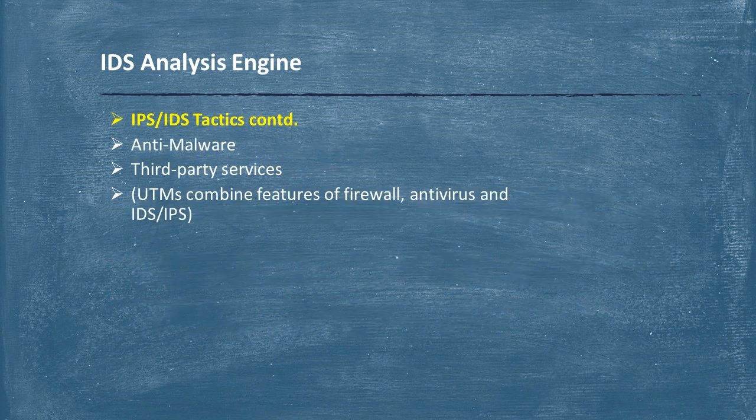Now we talk about UTM. UTM is nothing but unified threat management, which combines all the functionalities of firewall, antivirus, IDS, and IPS. You can see here in the pictorial representation that it can combine the functionality of VPN, firewall, and anti-spam. All these functionalities are combined in this UTM.